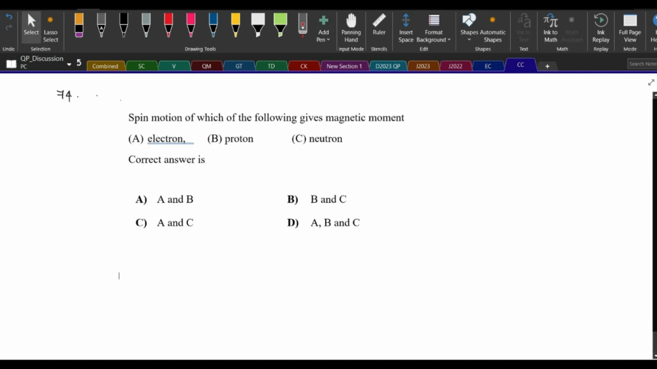So the question is, the spin motion of which of the following subatomic particles will give you a magnetic moment? The contributors to magnetic moment are not only electrons actually. Even if you have protons, even if you have neutrons, they do contribute towards the magnetic moment. Okay, so it's option D.